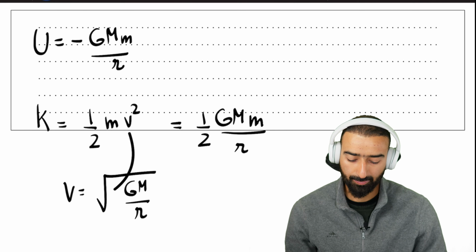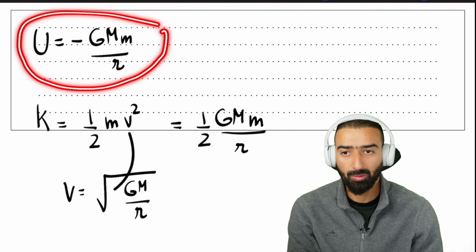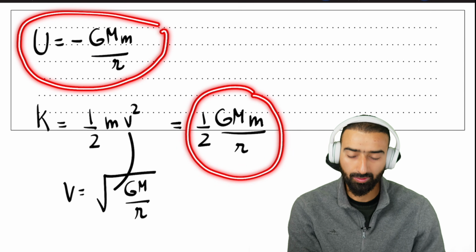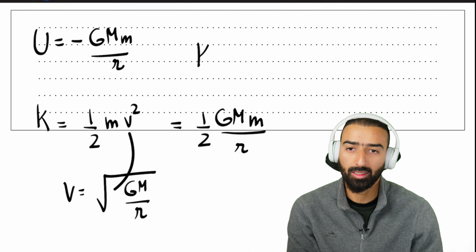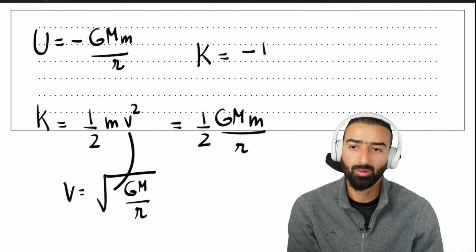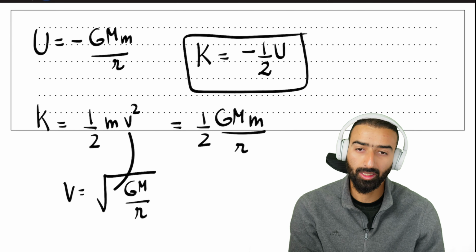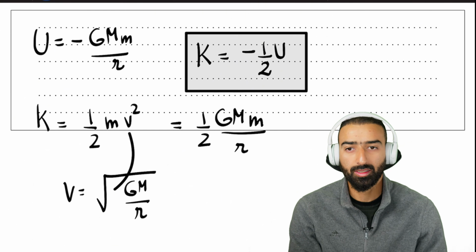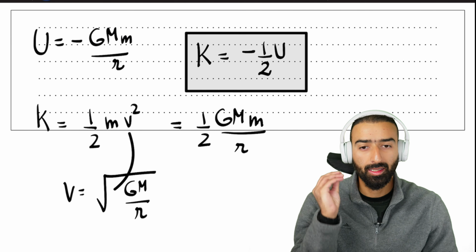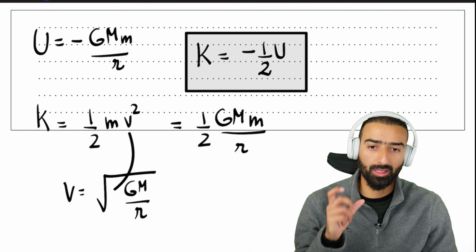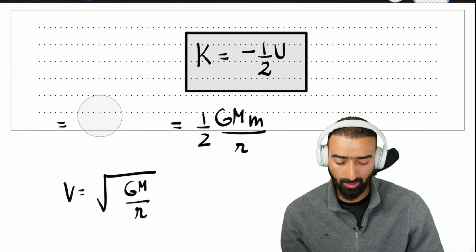Now if you look closely, potential energy is minus GMm over r and kinetic energy is half GMm over r. This means that I can say kinetic energy is negative half of the potential energy. This is a very important equation. This tells us the kinetic energy of an orbiting satellite is negative half times the potential energy that it has. Okay, so let's clear the section over here.